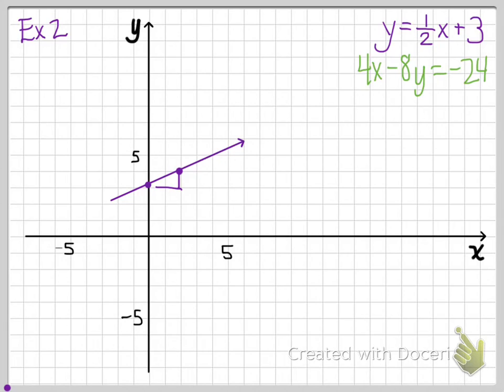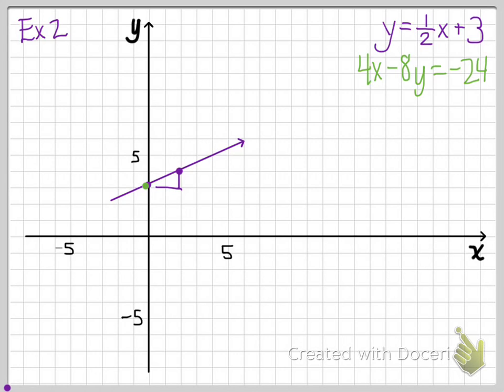Okay, so there's that line. Now let's use green to graph the equation in standard form, 4x minus 8y equals negative 24. We'll use what we know about intercepts. Let x be 0, which gives us our y-intercept. If x is 0, this term drops out, and we have negative 8y equals negative 24, so y is 3. The point (0, 3) is our y-intercept.